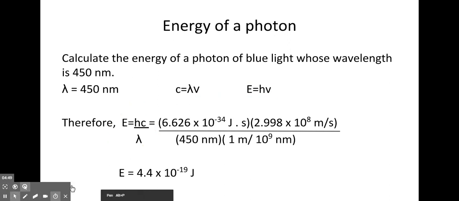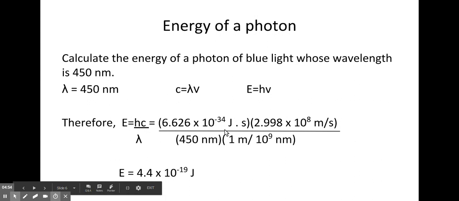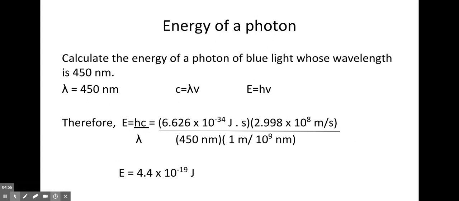Okay, so now we're going to plug in h, c, and lambda. H, again, is given to you on the equations and constants page. That is Planck's constant.